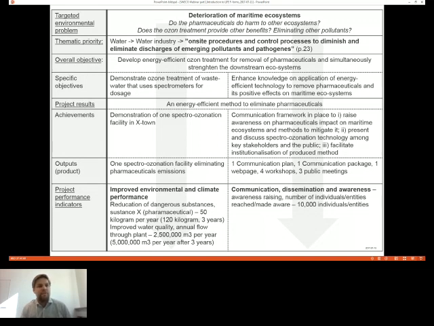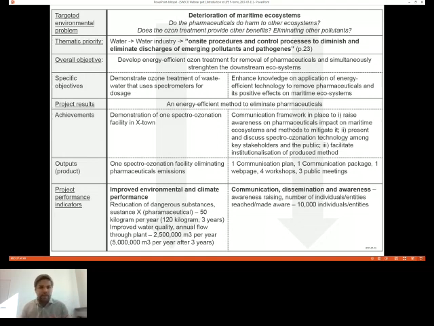And then we need to have two specific objectives, and specific objectives do not need to be limited to two. It can be four or five, but should still be quite well put together. The specific objectives would be to demonstrate ozone treatment of wastewater that uses spectrometers for dosage. And this is the energy efficient technology solution.